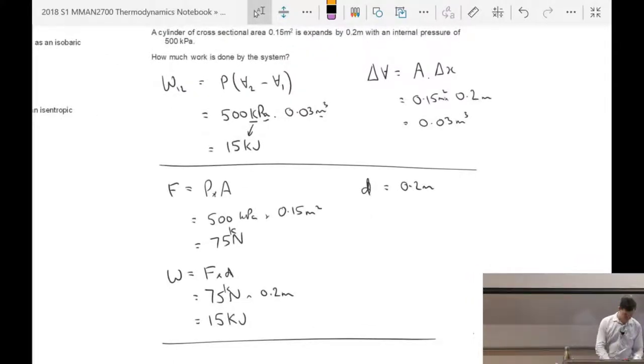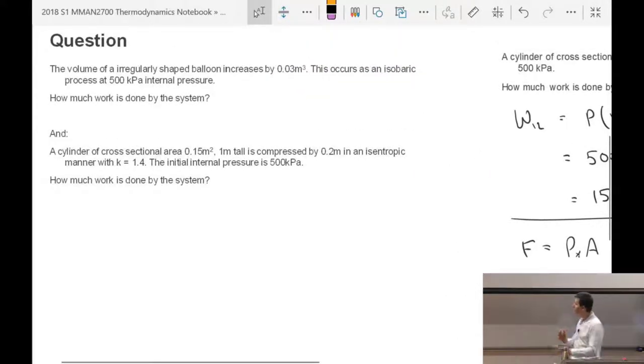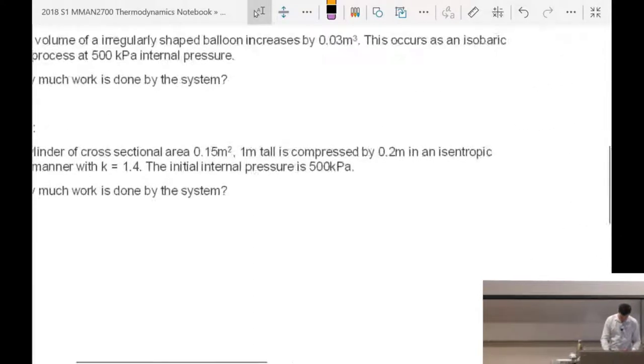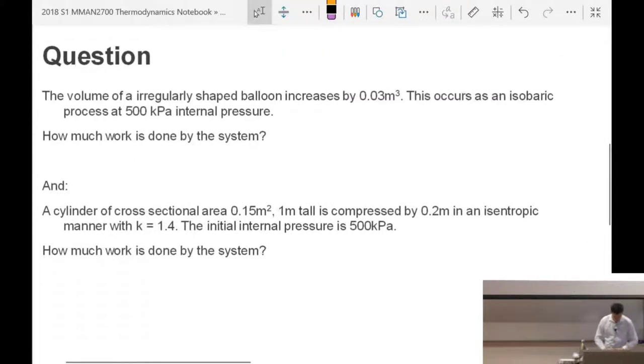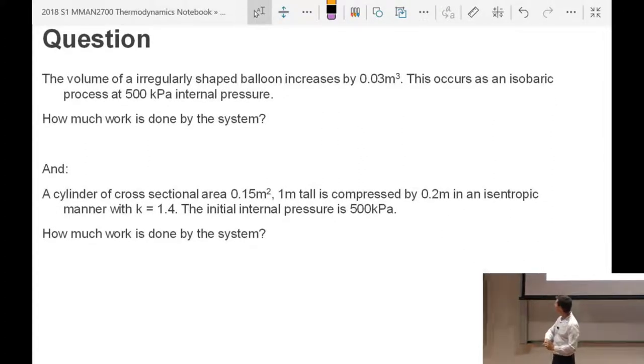Excellent. What using pressure times volume lets us do is solve this question at the top left-hand side. Sorry, I can't read that because I'm quite close to it. So what if we had some arbitrary irregular shape? The volume of an irregularly shaped balloon increases. It's an isobaric process at some internal pressure. How much work's done by the system?